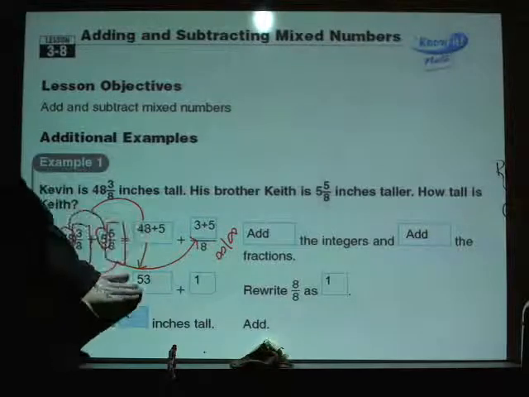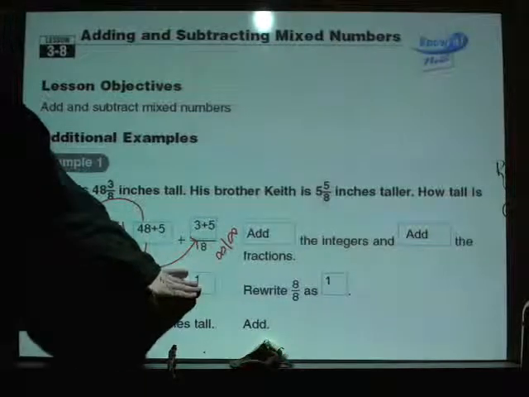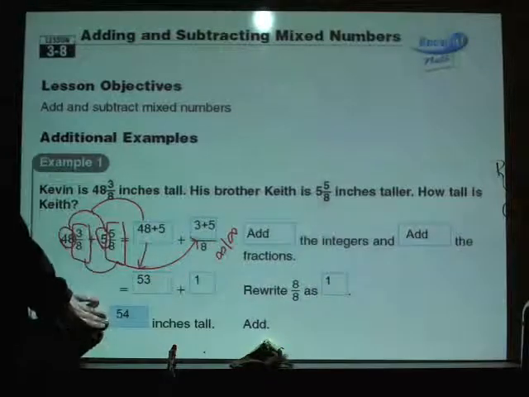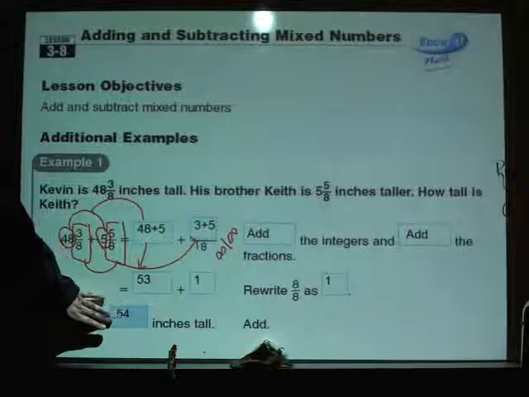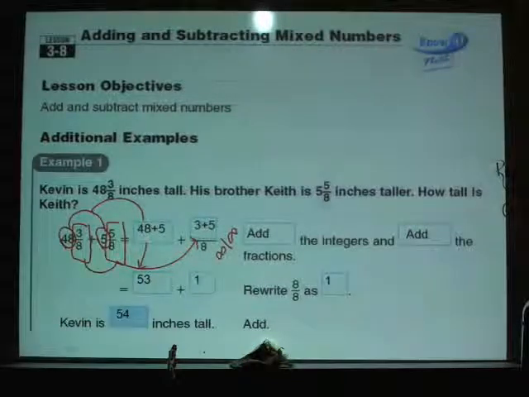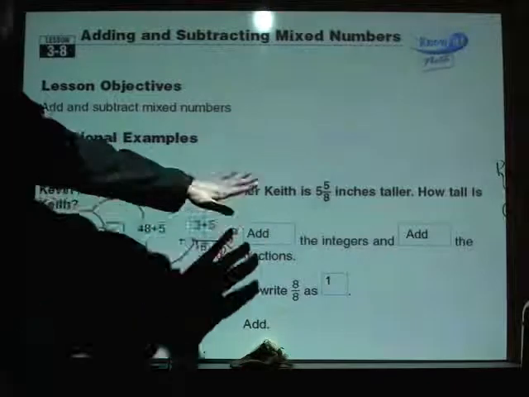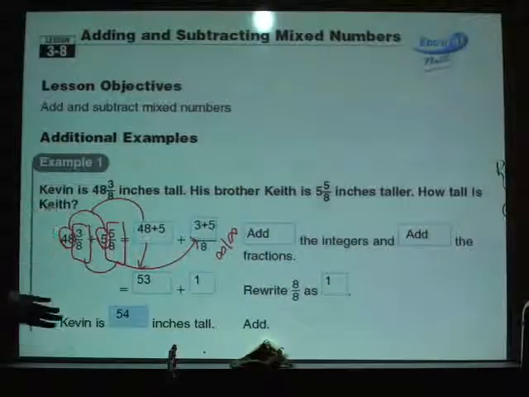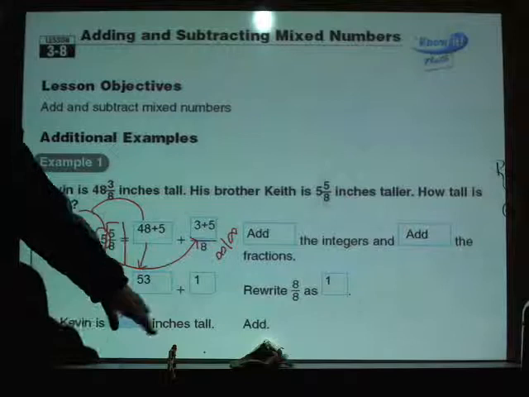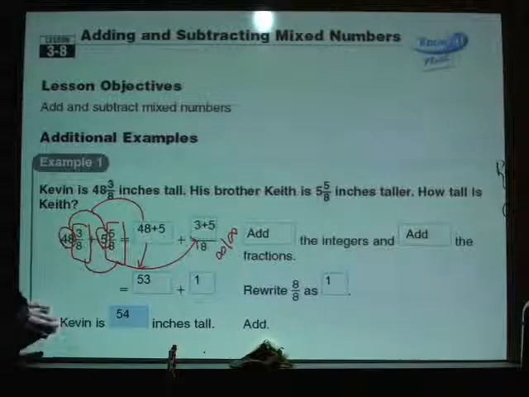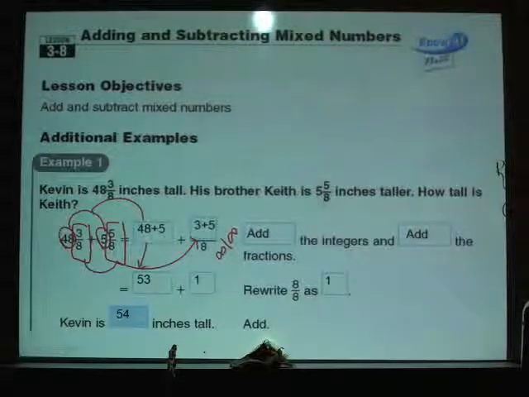So this is really 53 being combined with 1. Well, 53 and 1 go together to make 54. And that would be the answer to our question. Let's make sure we can put that in context, though, because that was asking us about Keith's height. We're going to say that Keith is 54 inches tall. We just don't want to say 54 here. Put it in context of the question. Keith is 54 inches tall.